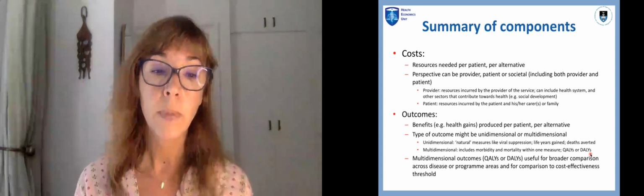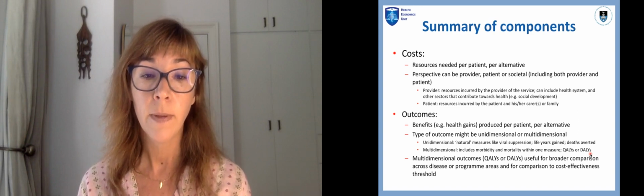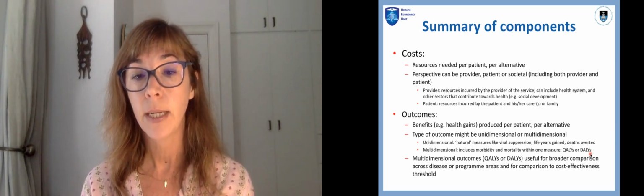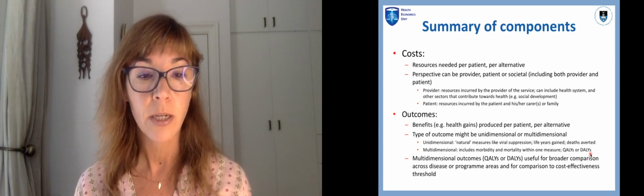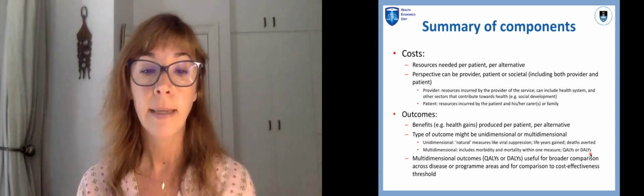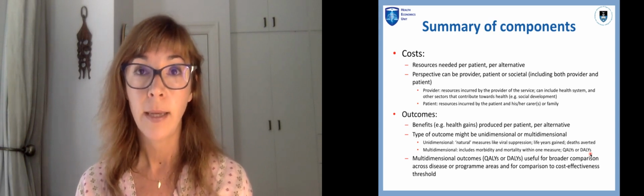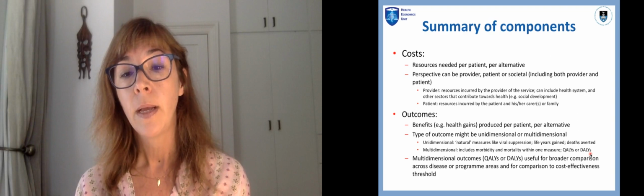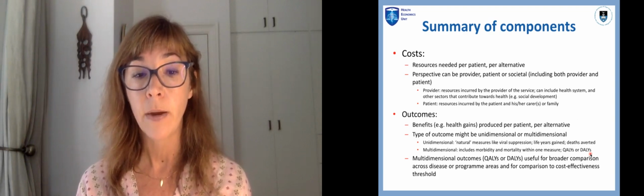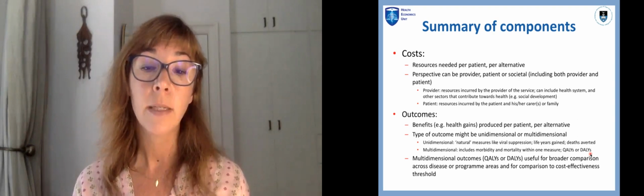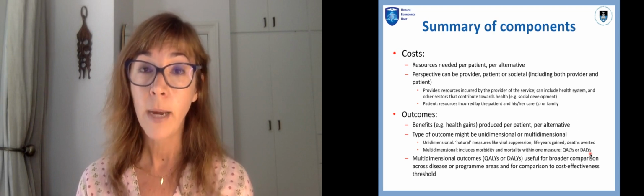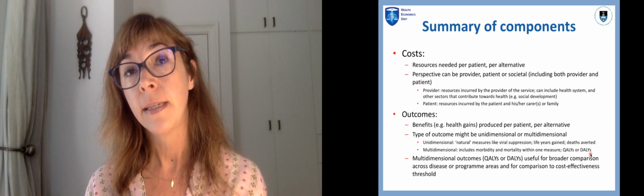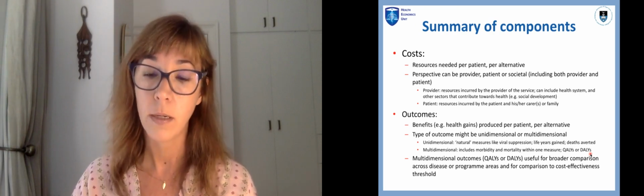To summarize outcomes are the benefits or health gains produced per patient per alternative, and these could be unidimensional or multidimensional, where unidimensional is typically natural measures like viral suppression, life years gained, deaths averted, etc. And multidimensional is the one that we're very keen on, which basically takes morbidity and mortality and puts it into one measure, the quality adjusted life year or the disability adjusted life year. And these multidimensional outcomes are really useful because it allows us to compare across diseases or program areas. And as I will explain in a minute, it allows us to compare the sort of benefits of whatever we're evaluating to a broader cost effectiveness threshold. And that's then what allows us to judge whether this new thing is going to be value for money for our health system or not.